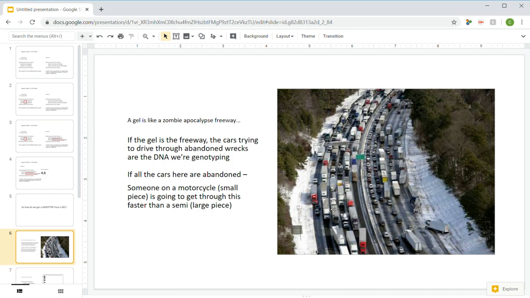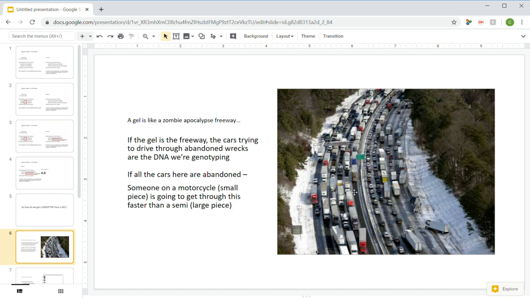So if you had somebody on a motorcycle up here trying to drive through the wreckage, a motorcycle is small. It's going to be able to get between all the cars and stuff, so they're going to be able to travel pretty far. Whereas if somebody was driving a semi and they were trying to drive through this wreckage, they wouldn't get very far at all. They would have a really hard time driving through this stuff.